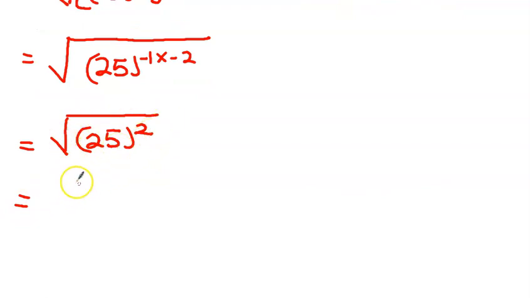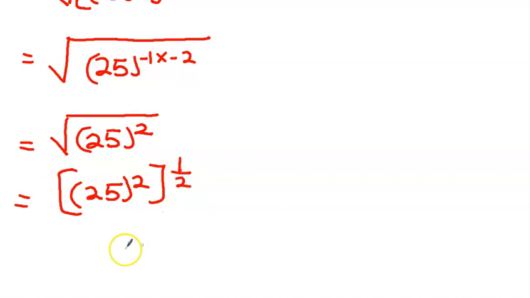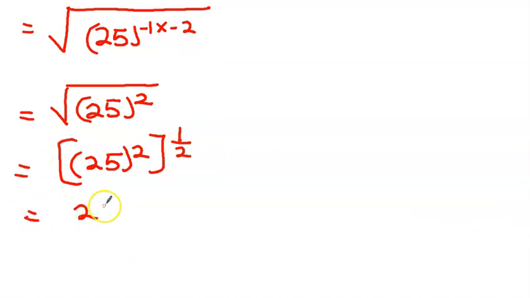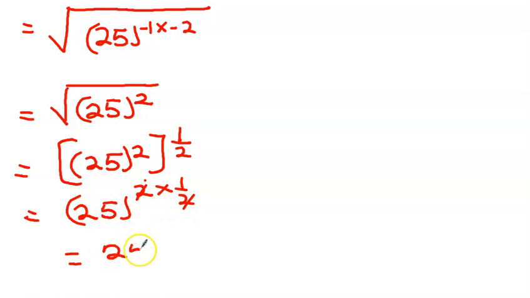We can write this as 25 raised to the power 2. The square root is written as raised to the power 1 over 2, so that we have 25 raised to the power 2 times 1 over 2, according to the laws of indices. So this will cancel, then we have 25.